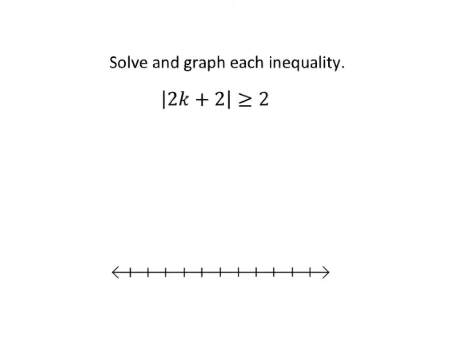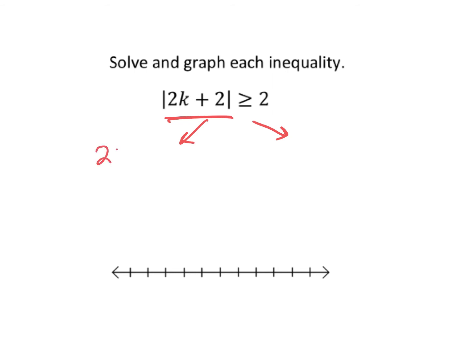All right, let's take a look at another one here. So if I follow my steps, the first step is to get the absolute value by itself. And notice step 1's already done for us. It's kind of nice here. So then we're already ready to split this up into 2 different inequalities.